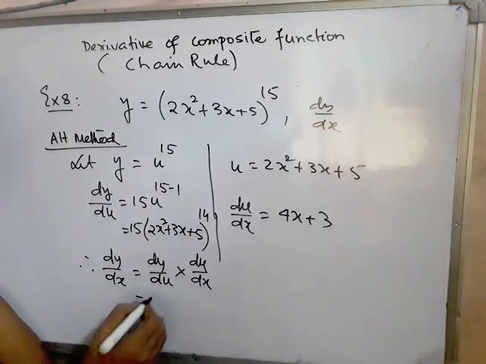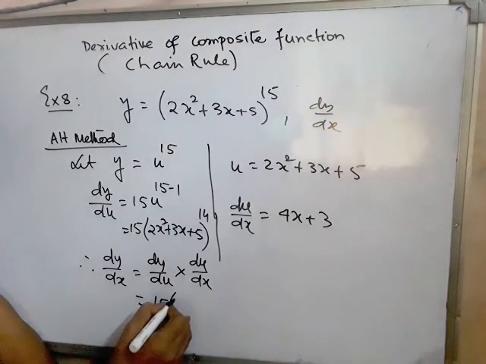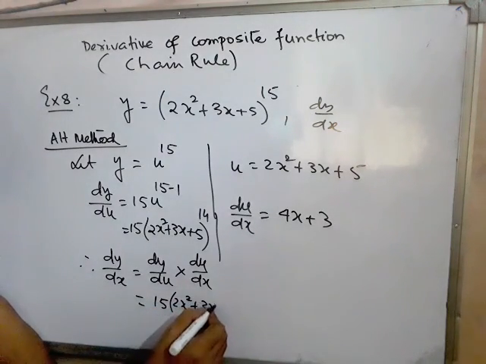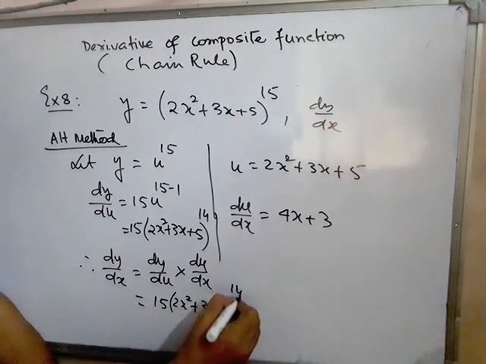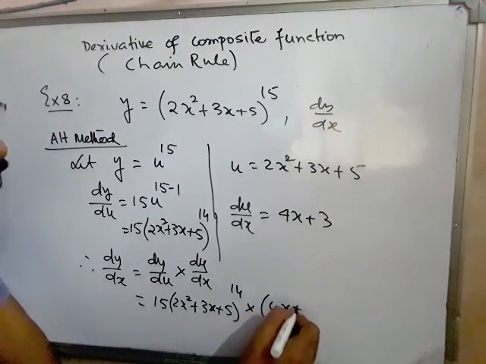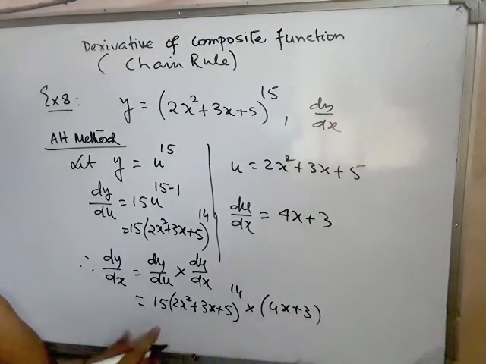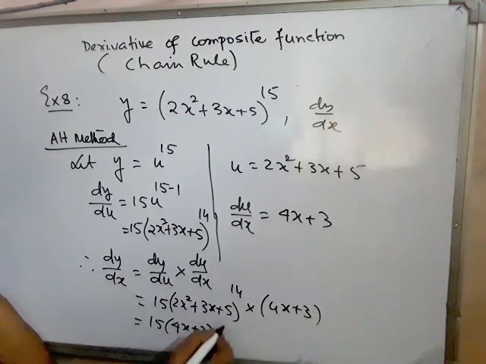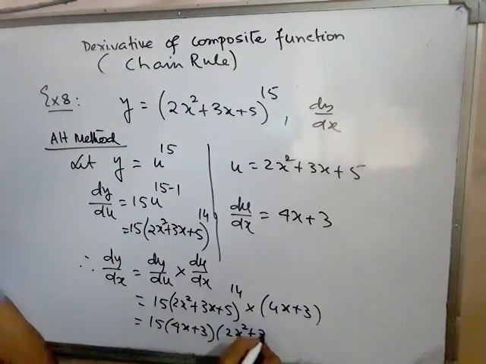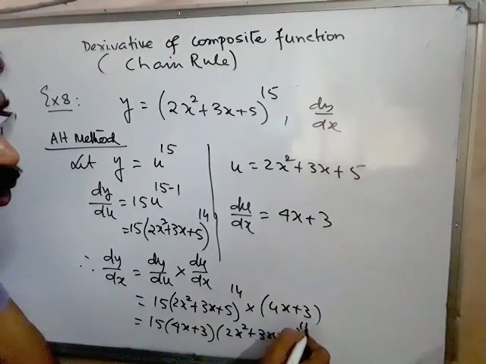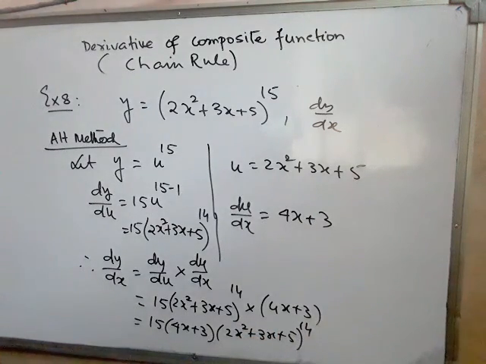dy by du answer 15 (2x square plus 3x plus 5) to the power 14 into 4x plus 3. So now write this one as the first: 4x plus 3 into (2x square plus 3x plus 5) whole to the power 14, which is the answer, and we got it before.